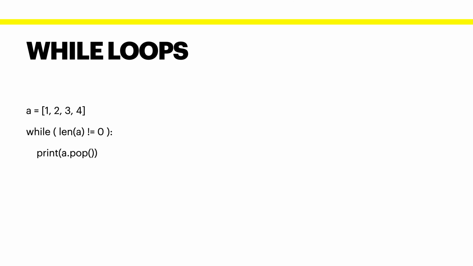Now let us understand how this while loop will be executed. This while loop will first check for the condition. In this case, the condition is that the length of this list A should not be equal to 0. Since our list is not empty, its length will not be 0 and therefore the condition will become true.